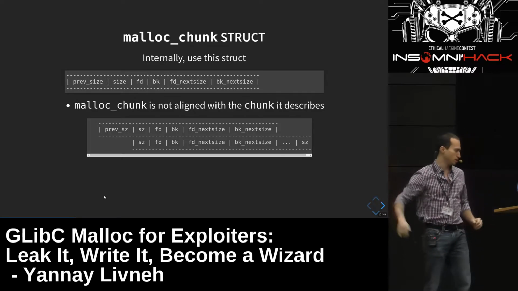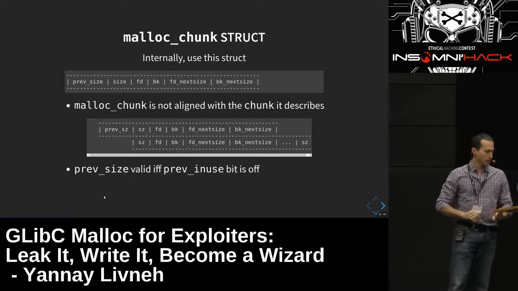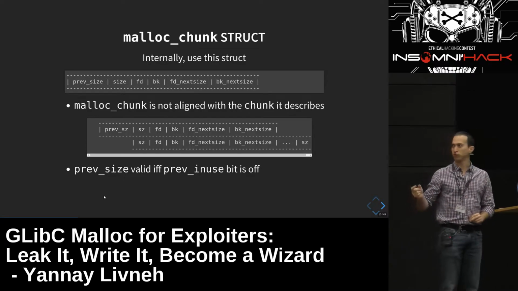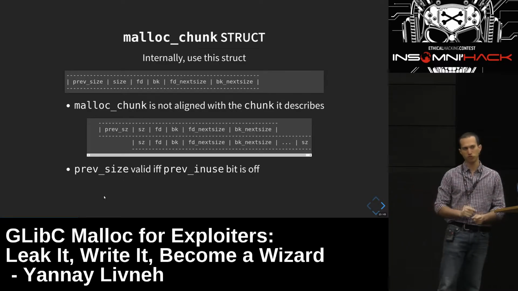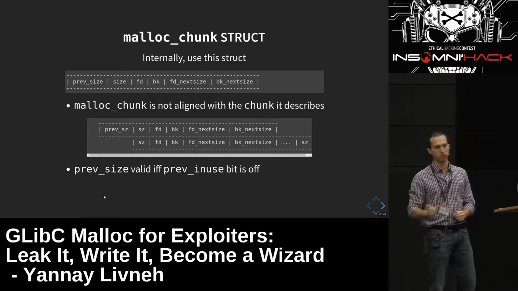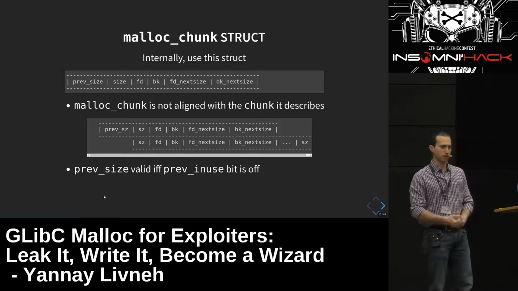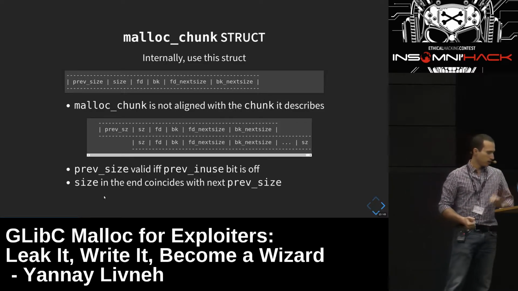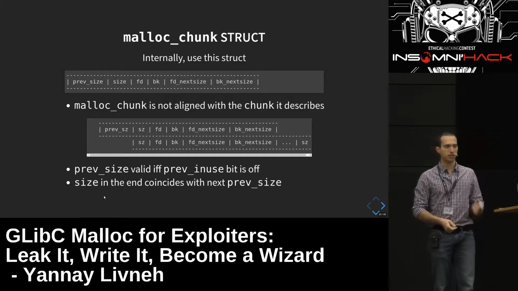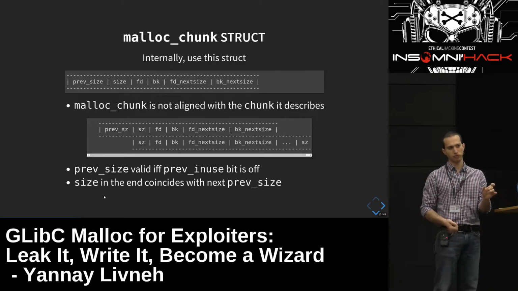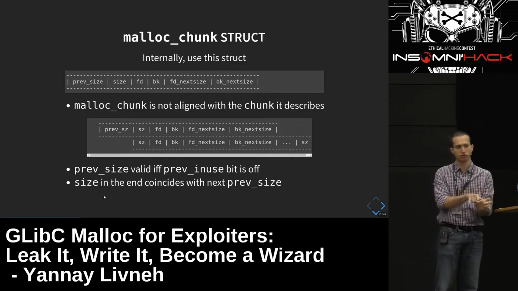And you see that the previous size field is only valid if the previous in-use bit is off. So if the previous in-use bit is off, you can read the prev size field and know the size of the previous chunk. And it means that the size of the previous chunk, the size at the end of the chunk, coincides with this field of previous size. So this is how it works.